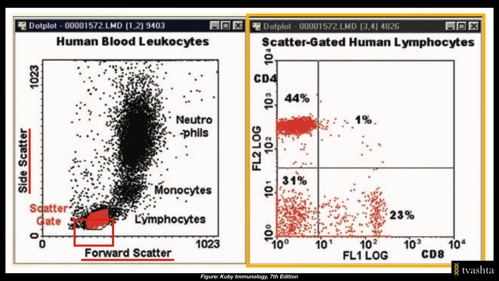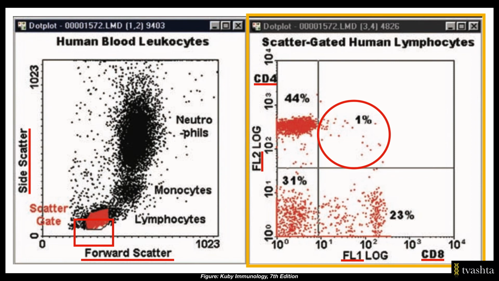Now, on the right side, we have a plot of lymphocytes stained with anti-CD4 antibodies on the y-axis and anti-CD8 antibodies on the x-axis. FL1 and FL2 here denote the two different fluorescent signals from the two antibodies. 44% of these cells are giving FL2 signal and no FL1 signal. So they are CD4 positive and are in the upper left corner of the plot. Similarly, CD8 positive cells will give only FL1 signal, and they are denoted here in the lower right corner of the plot.